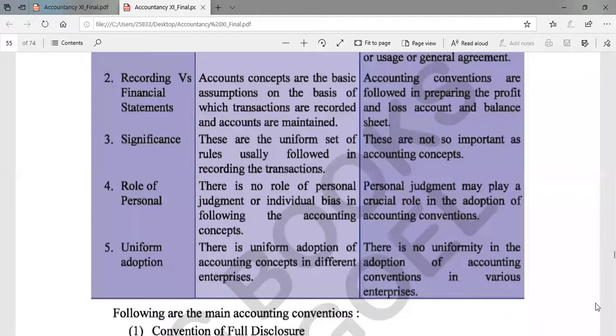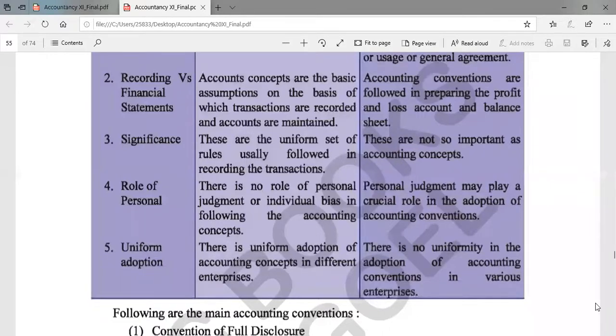That means it is a do-as-directed concept, right? So there is a uniformity. That means every organization's accountant is going to prepare the accounts using the same set of concepts that has been provided. Whereas when we talk about conventions, I told you that there is scope of personal judgment, and because there is scope of personal judgment, uniformity cannot come, because every accountant uses accounting conventions based on his own judgment. That is why you will see that the scenario of uniformity is lacking here, right?